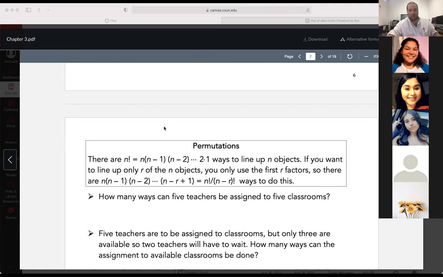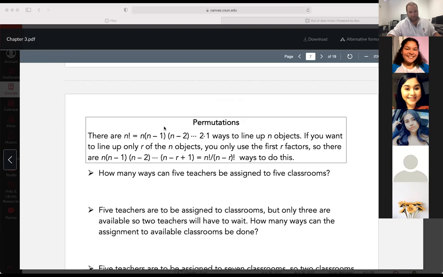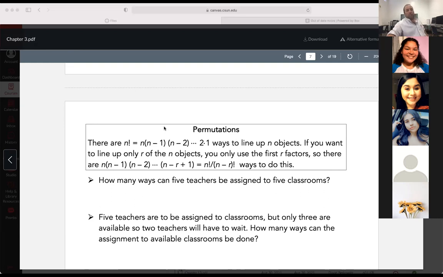Now, 5 teachers are to be assigned to classrooms, but only 3 of them are available. So 2 teachers will have to wait. How many ways can the assignment to available classrooms be done? So in this case, choose your N wisely, choose your R wisely, and then go to the formula.